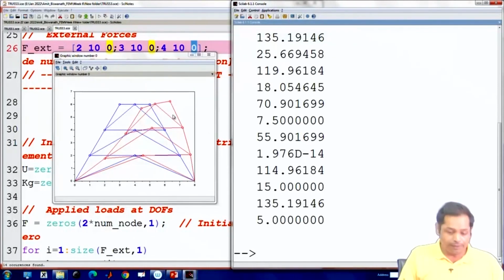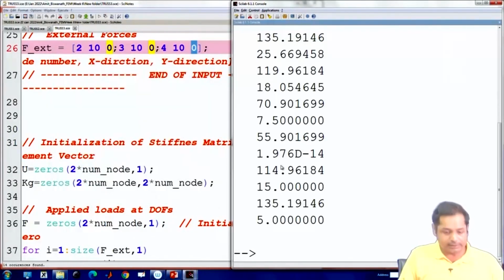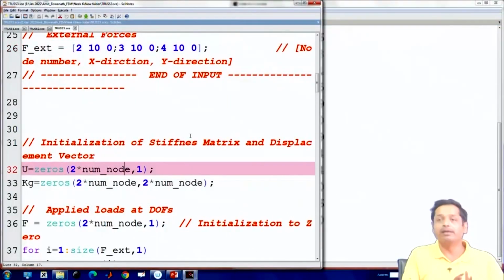And here, if you see the displacement, again these values are very large because this needs to be divided by AE. Now, this is how we can write a small program. One of the reasons behind the success of the finite element method is that it can be translated into a computer program. At the end of the day, you are actually dealing with some matrices.